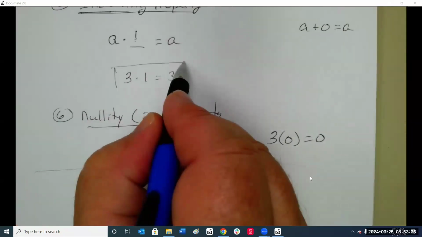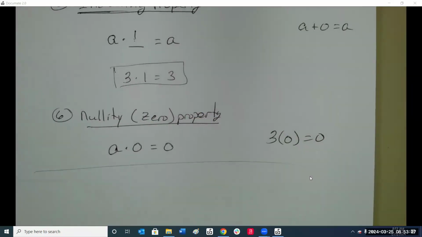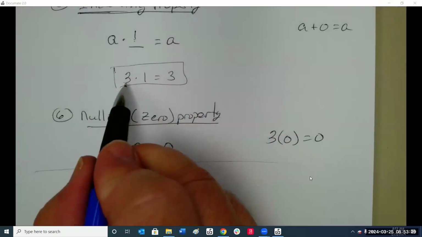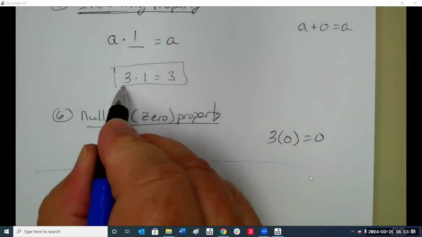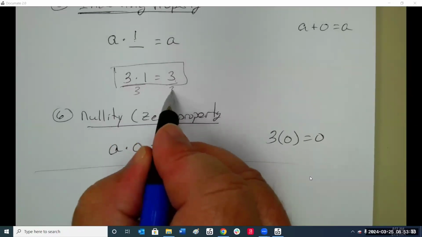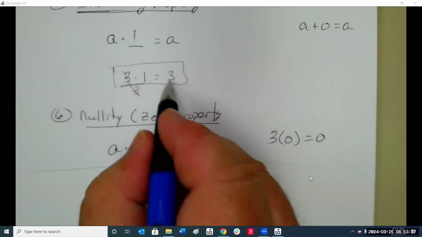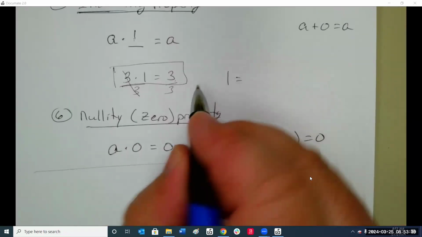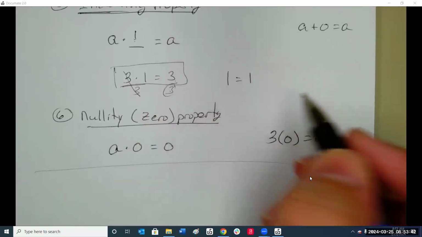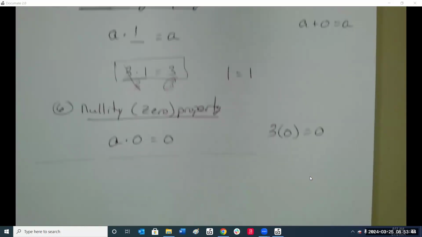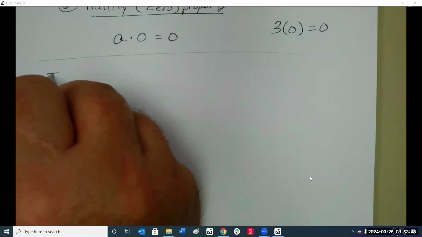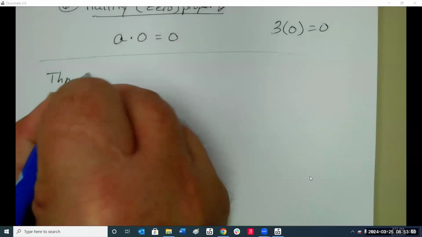This property will be important when we start getting into division. Because we know that 3 times 1 equals 3. What if we divide both sides by 3? Anything the same on top and bottom, you can cancel. How many times does 3 go into 3? Once. So you can introduce division that way. We have a few theorems that are pretty important.